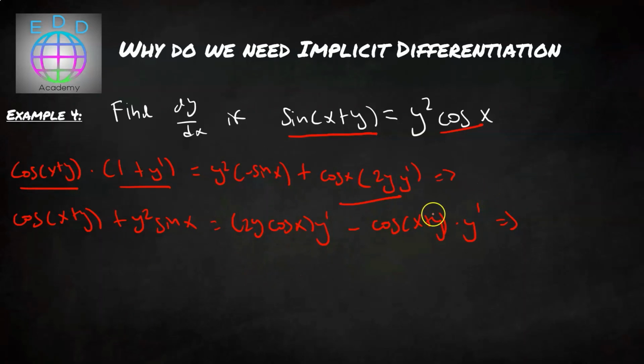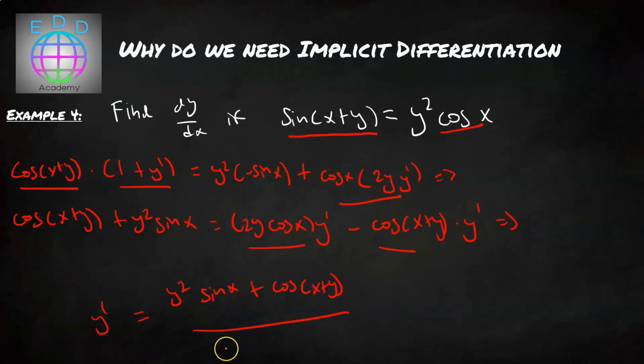So dividing on both sides, we have that y prime equals y squared sine x plus cosine of x plus y divided by 2y cosine x minus cosine of x plus y. This looks a bit complicated, but that's our derivative.